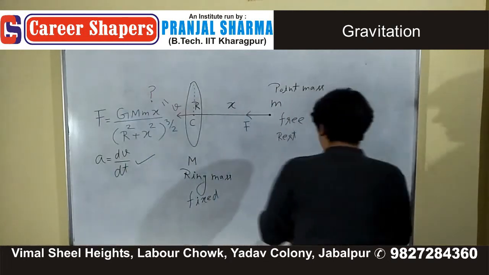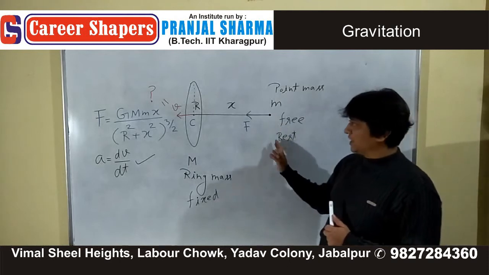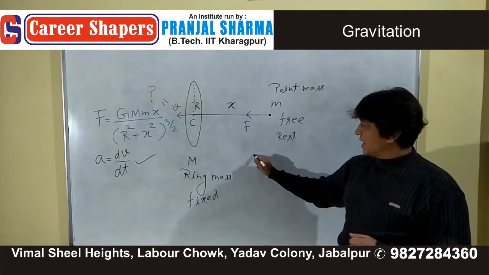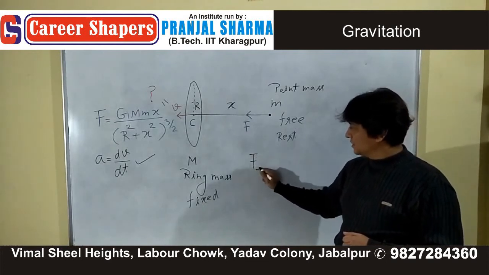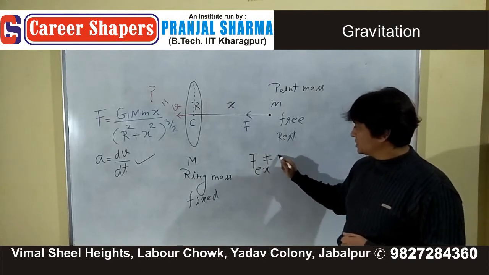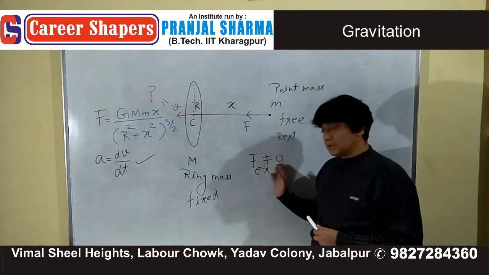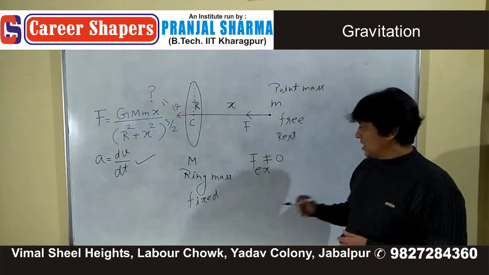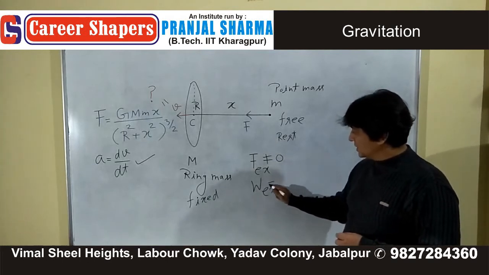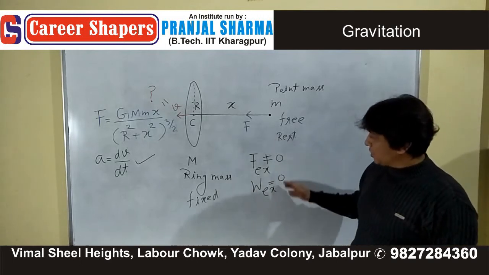So, this ring is fixed. This M is released and it starts moving towards the ring. F external this time is not 0. F external is not 0. But W external is still 0. Now take your time, think about it.